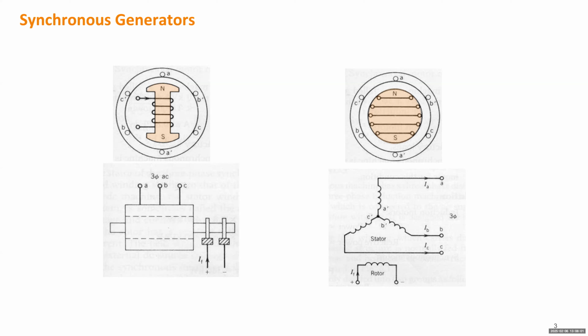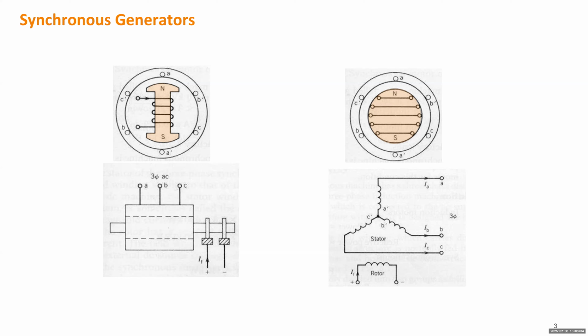Let's talk about the two types of synchronous machines or synchronous generators. The first type is called a cylindrical rotor generator on the left-hand side, and the second one is called the round rotor generator on the right-hand side. You can tell the difference between the shapes of the rotor. If we take a look at the cross-sectional area of the rotor, for the first type, there's an obvious air gap between the rotor and the stator.